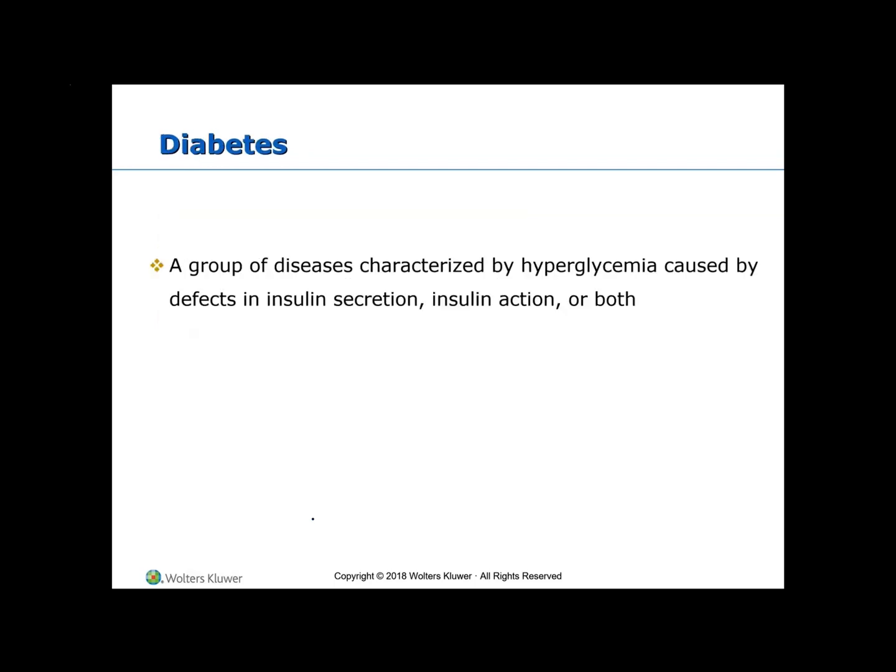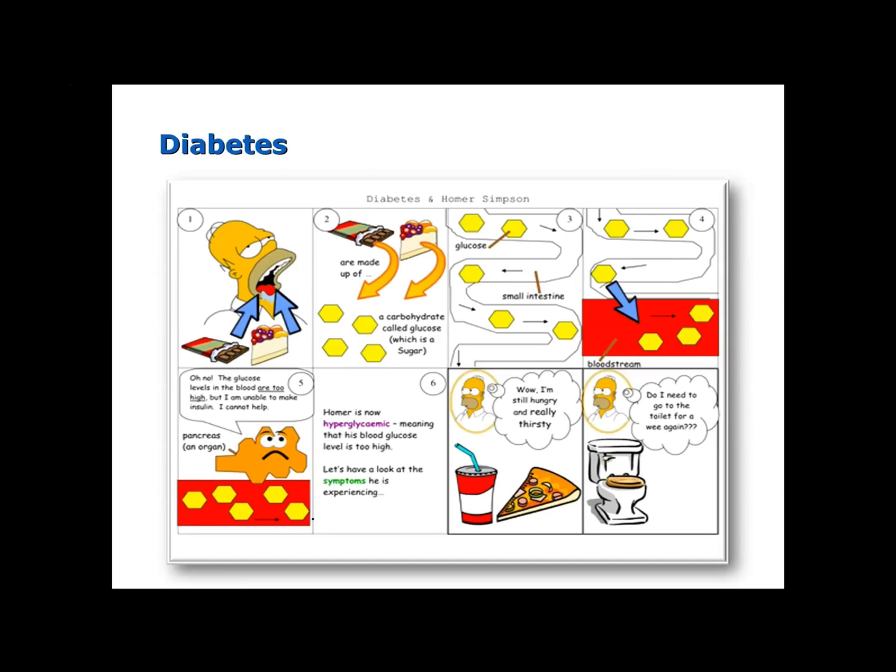Okay, so just a quick recap on these first couple slides. We're going to be recapping diabetes in general. You should be vaguely familiar with this coming from second semester. I know they do discuss diabetes. So diabetes is a group of diseases characterized by hyperglycemia caused by deficits in insulin secretion, insulin action, or both.